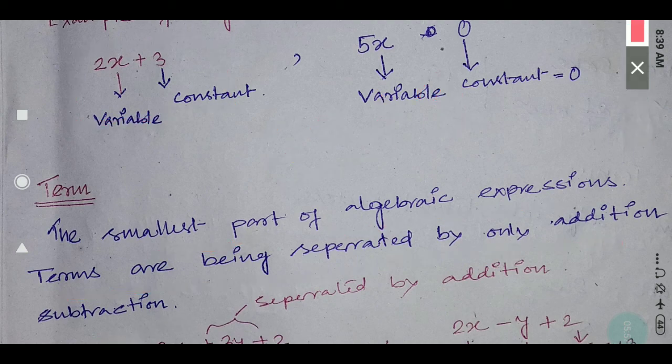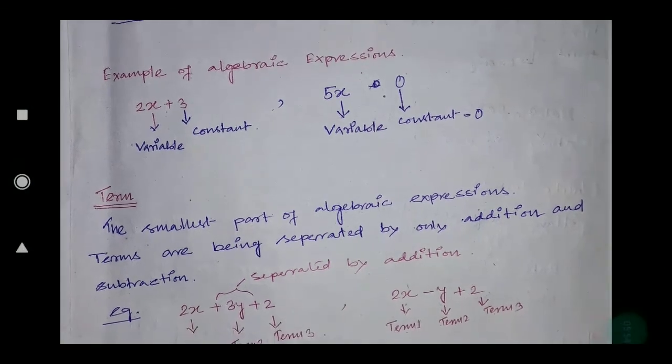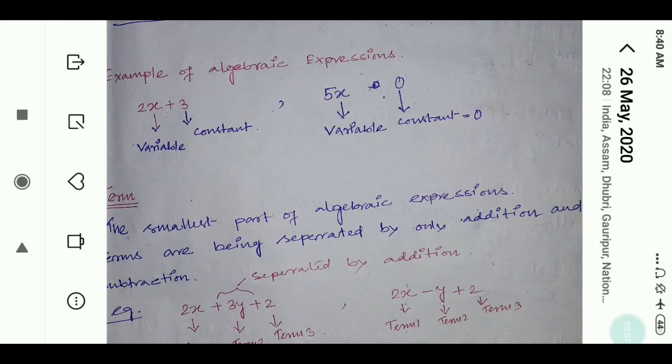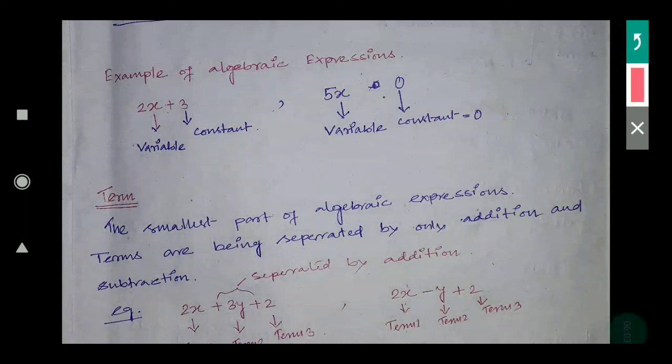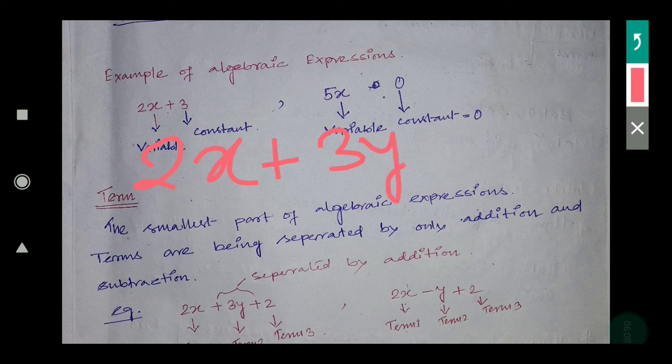Okay, the terms are being separated by only addition and subtraction. So suppose this is given: 2x plus 3y plus 2. Here, the addition separates the terms. This will be one term, this will be one term, this will be one term, because these terms are separated by addition.